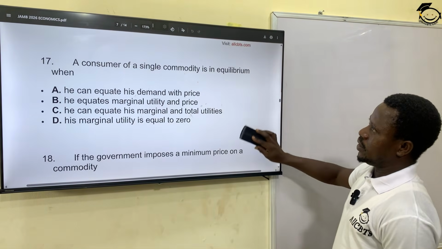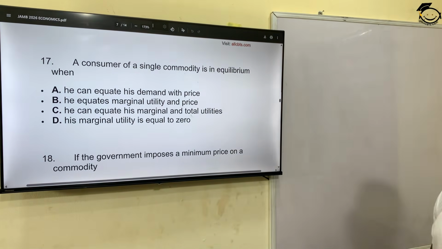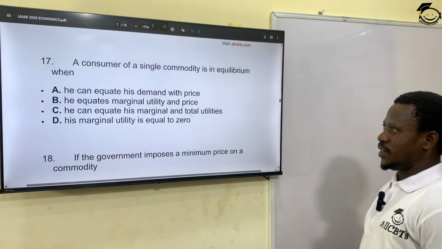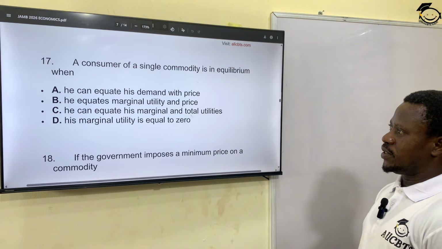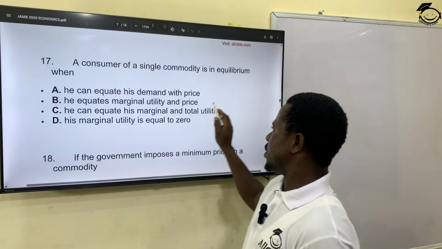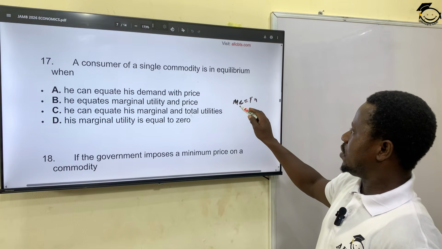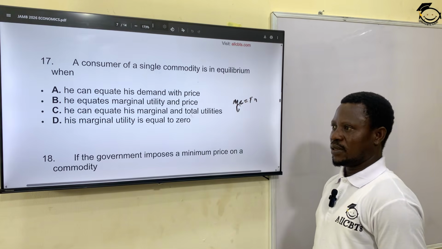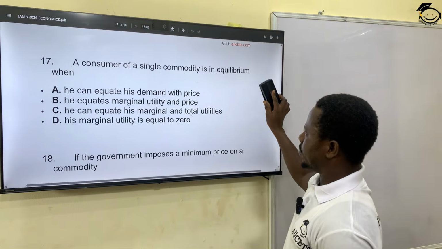A consumer of a single commodity is in equilibrium when... Okay, it can equate its demand with price, equate marginal utility with price, equate marginal utility to total utility, or its marginal utility is 0. I think the best option here should be C, when the marginal utility equals the total utility. The marginal is the extra, the additional enjoyment, and the total is the total enjoyment. All right, option C for now, for this question.